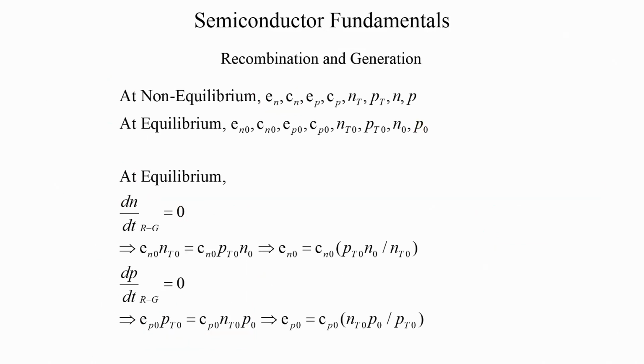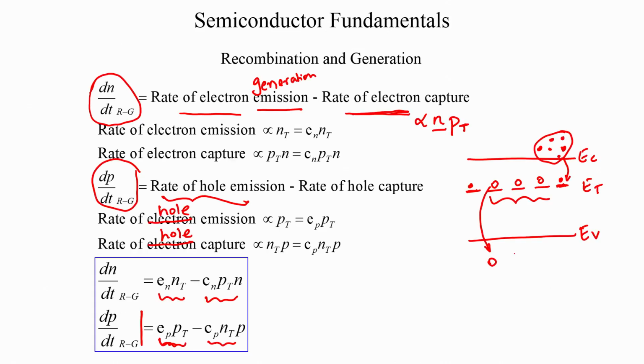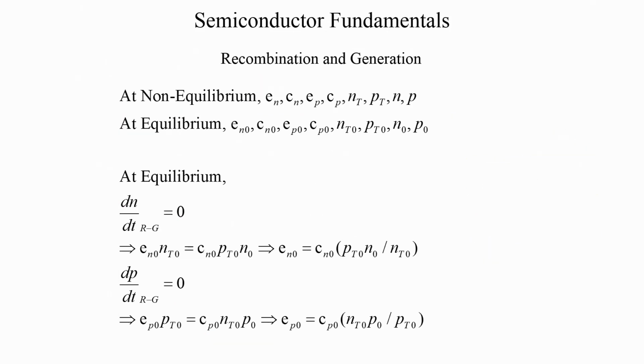At non-equilibrium, okay, so we are now out of equilibrium because we are having a lot of dynamics and there are generation and recombination mechanisms going on. At non-equilibrium we have been using these variables: En for the proportionality constant determining the emission of electrons, Cn for the capture of electrons, Ep for the emission of holes, Cp for the capture of holes, Nt for the number of occupied trap states, Pt for the number of unoccupied trap states, all per unit volume, n for the free electron concentration and p for the hole concentration.